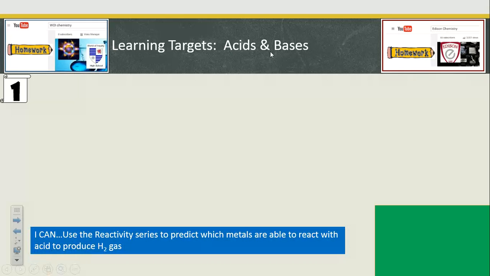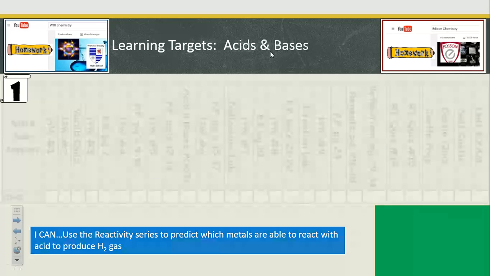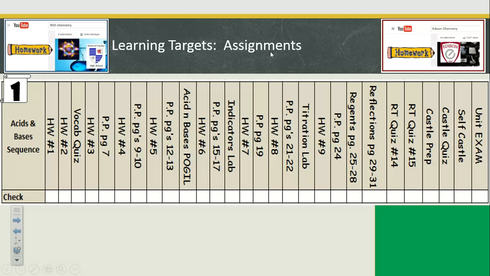And then using the reactivity series, table J, you'll be able to predict which of the metals that exist will react with an acid to produce H2 gas. So like in the movies, when you see acid splashed on something and it starts to eat away at it, you'll be able to tell which metals this would actually happen to and which it would not. Okay. So there's your checklist. Please go in order. It's the best way to complete a unit is by going in order.